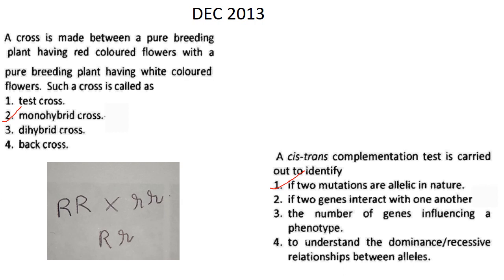Then, a cis-trans complementation test is carried out to identify if two mutations are allelic in nature. So a cis-trans complementation test is carried out to check whether the two mutations are allelic or non-allelic in nature. So answer is option 1.